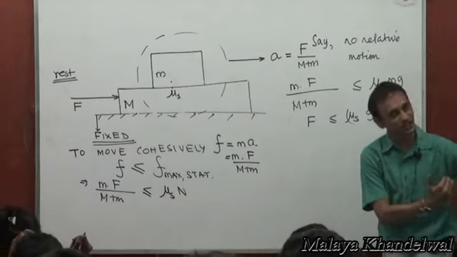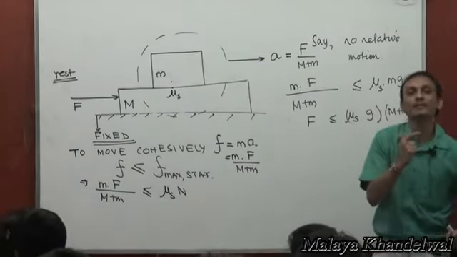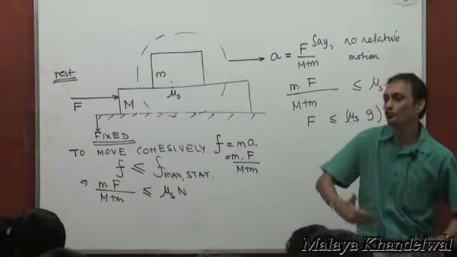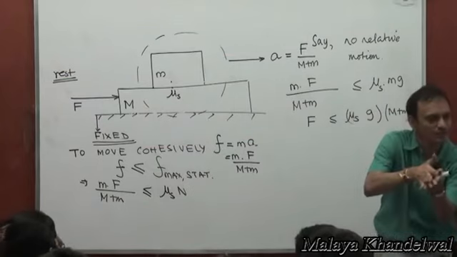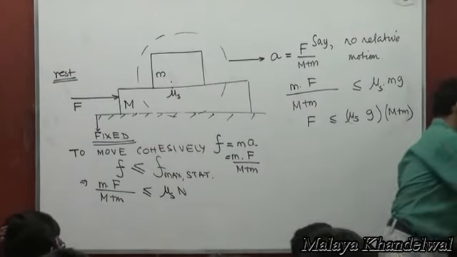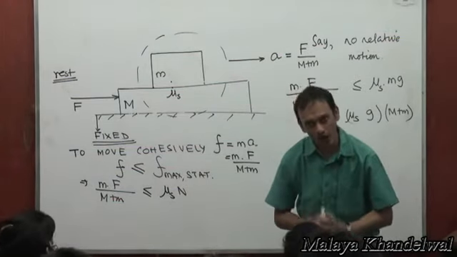If the value of the externally applied force exceeds this number, then small m and capital M would move with different accelerations. They would have relative motion with each other. Yes or no?